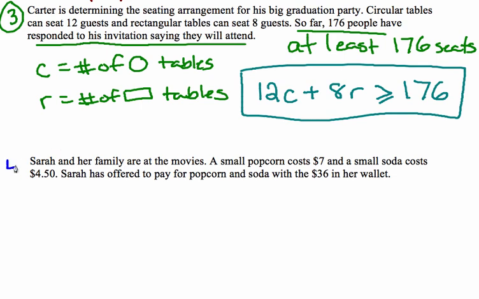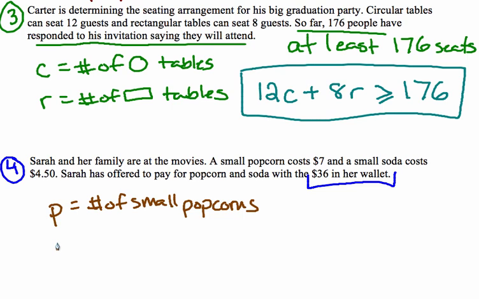Our next example has Sarah and her family going to the movies. A small popcorn costs $7 and a small soda costs $4.50. Sarah has offered to pay for popcorn and soda with the $36 in her wallet. So here, this is a constraint on the maximum amount of money that she can spend. 36 is the maximum. Now she could spend all 36, so we know that we're going to have an "or equal to" situation. So P is the number of small popcorns she could buy, and S is the number of small sodas she can buy.